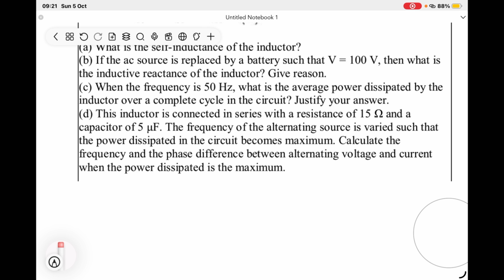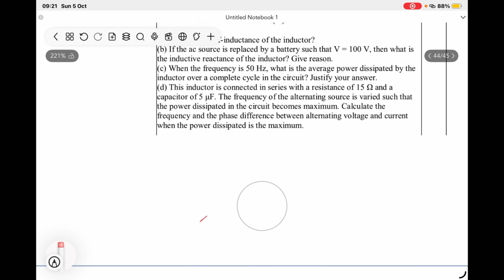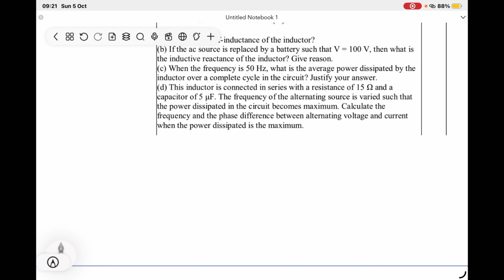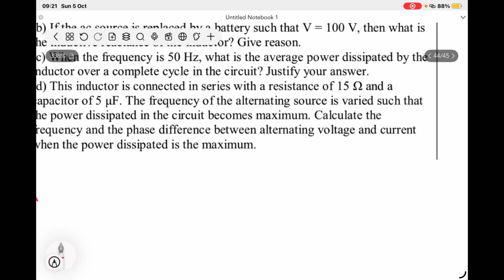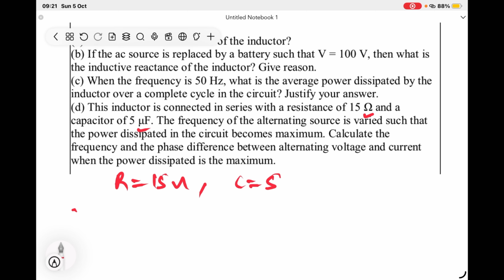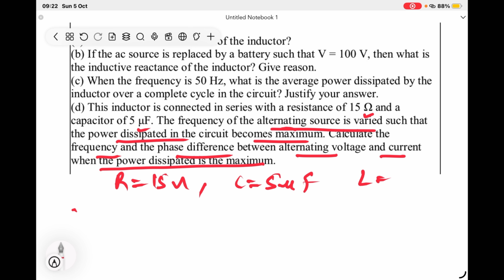Let us see the D part. This inductor is connected in series with a resistance of 15 ohm and a capacitor of capacitance 5 microfarad. L you have found in the first part if needed. The frequency of the alternating source is varied such that the power dissipated becomes maximum. Calculate the frequency and the phase difference between the alternating voltage and current when power dissipated is maximum.